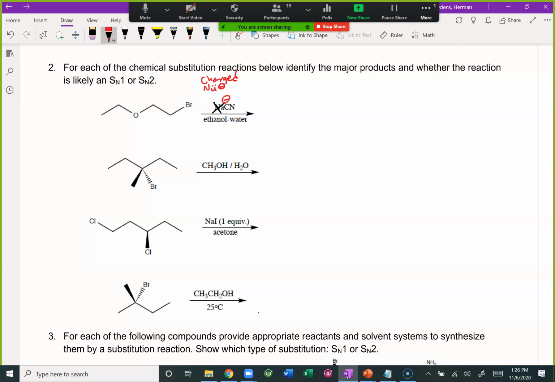All right. Ethanol and water. Both of them are polar protics. So that's a solvent system. Oh, and then this is a primary alkyl halide. This reaction is screaming SN what? SN2. Because we have a charged nucleophile. And this is a strong charged nucleophile.